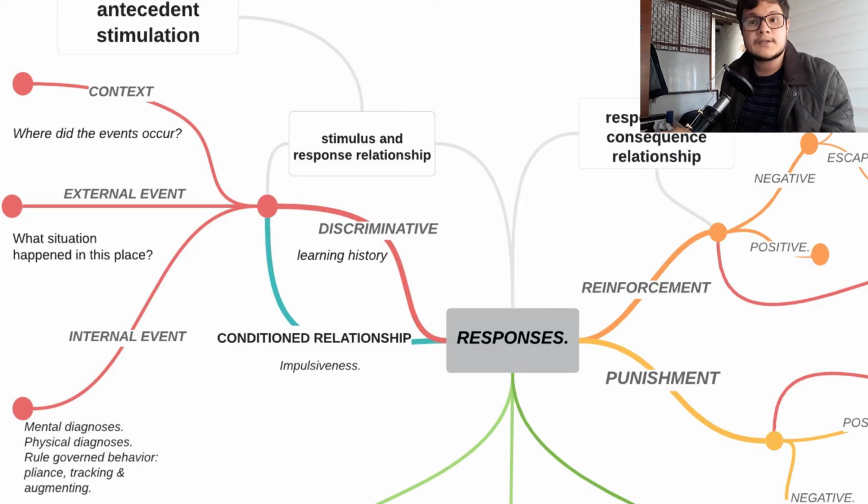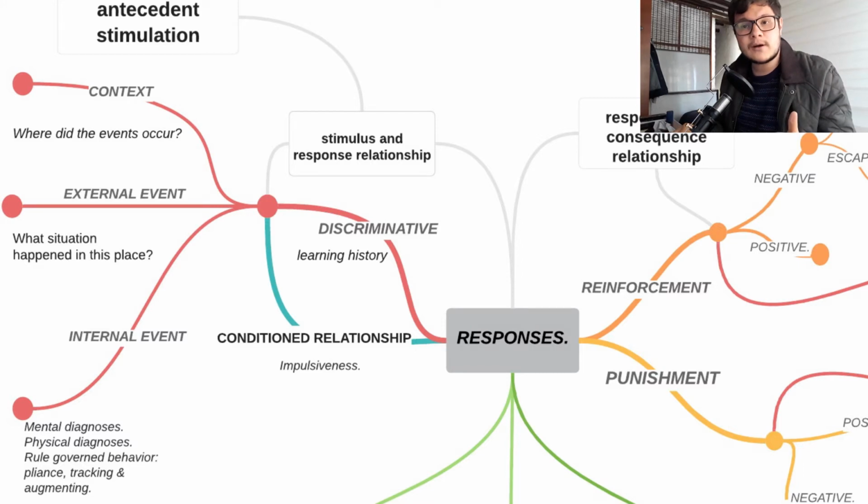Context. Where did the events occur? Just one place for one functional analysis. For example, house, bathroom, bedroom, school, classroom, college. Okay, just one place for all the functional analysis.